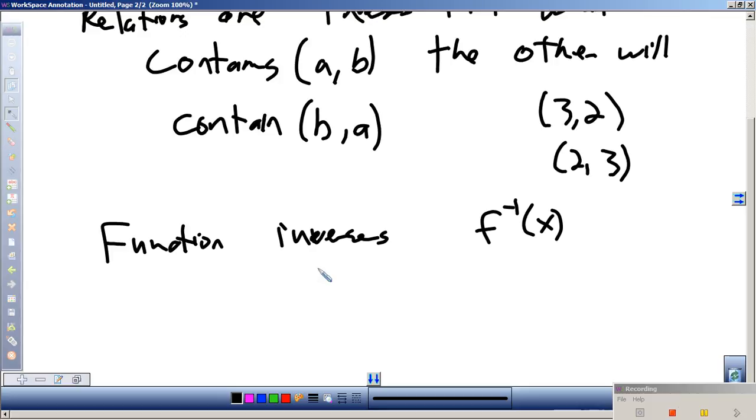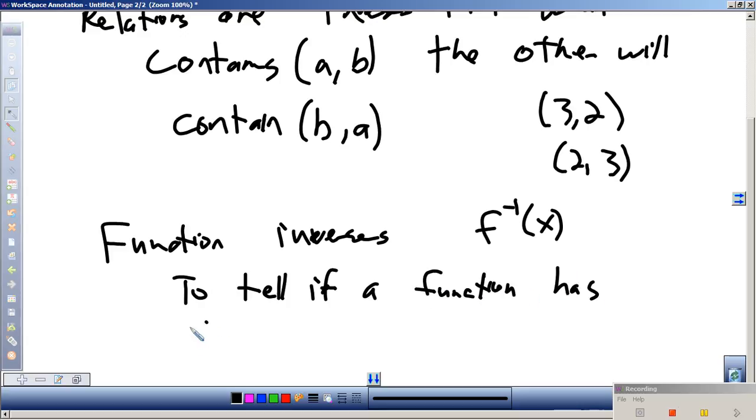Now, we want to say, how do we tell if something has an inverse or not? To tell if a function has an inverse function, use a simple rule. So, what was our first rule saying? How do you tell if a relation is a function? What's the rule?